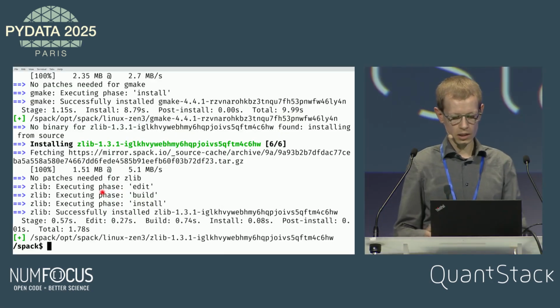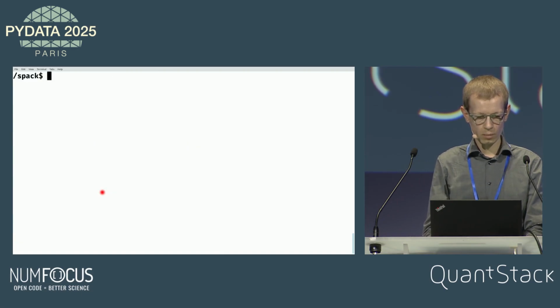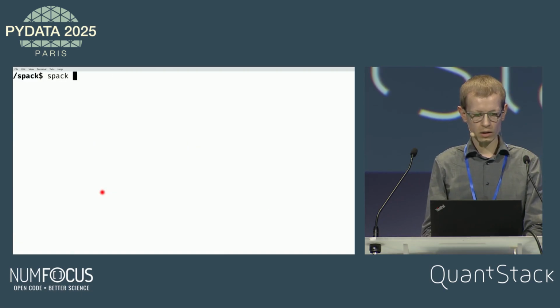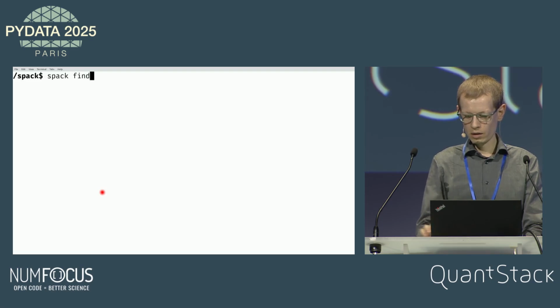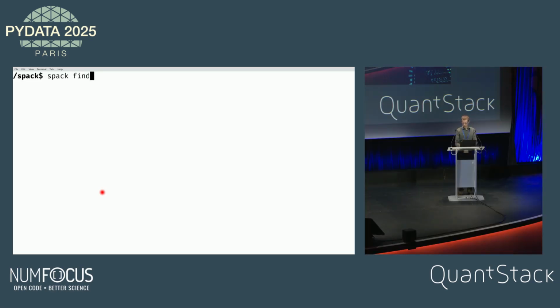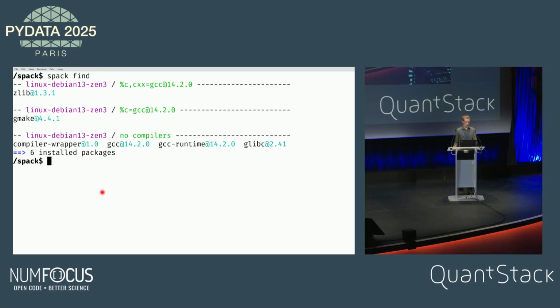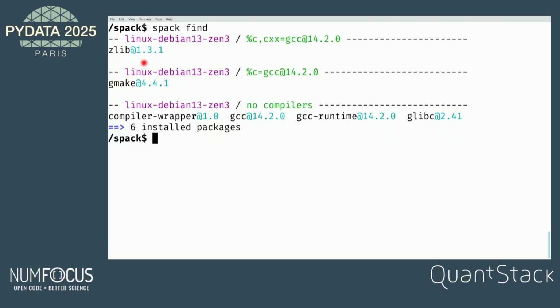Now that this is done, let's have a look at what we now have. Let me clear the screen, and then we can run a spack find, and that will list all the packages that we have installed on our system. And what have we got? We have the zlib that we asked for in some specific version, and then Spack has automatically installed 5 dependencies for us that it needed to compile zlib.